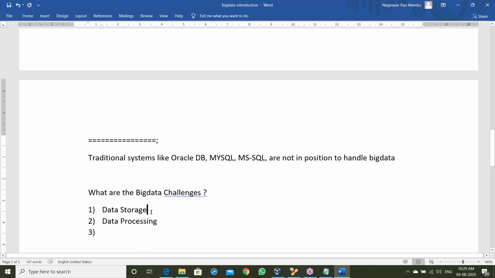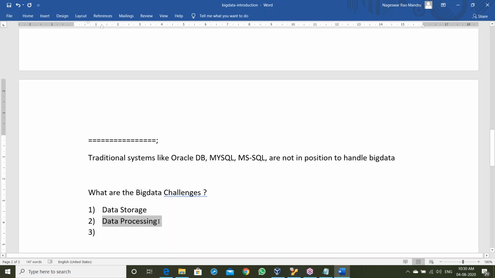With big data, it's not easy to store data. Oracle database, MySQL, and these traditional databases are not in a position to store big data like petabytes or terabytes of data. They can't store it.